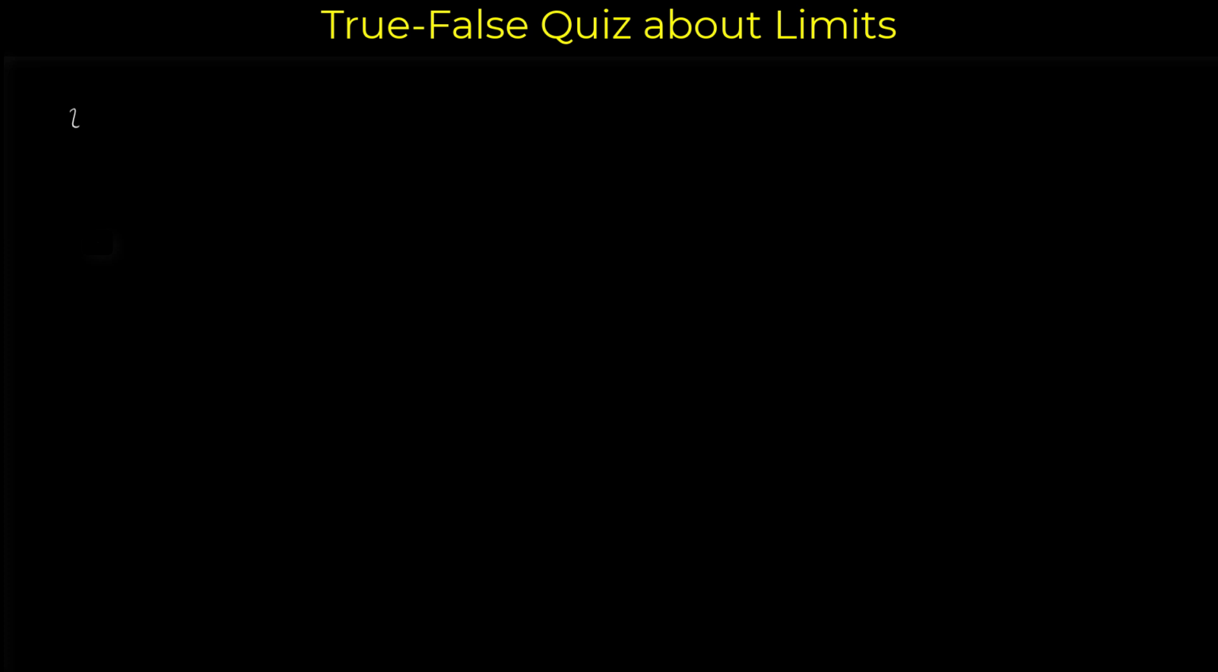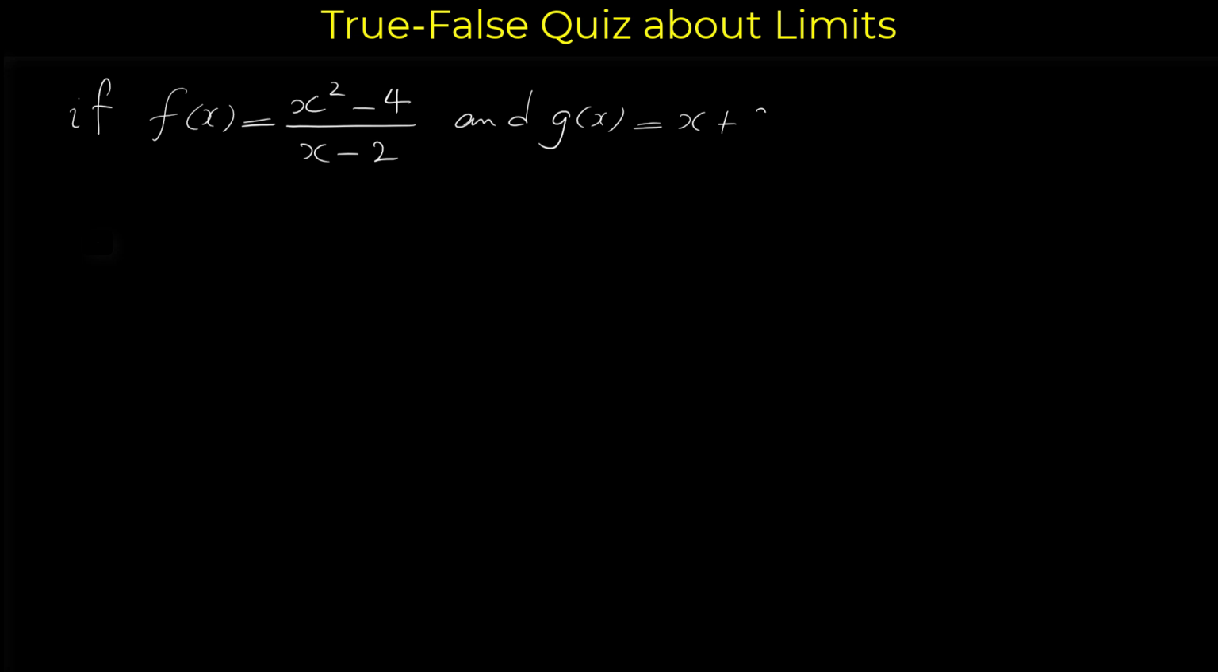The first question is, if f of x is x squared minus 4 over x minus 2 and the function g of x is x plus 2, then we can say that the two functions f of x and g of x are equal to each other. We want to figure out if this statement is true or false.